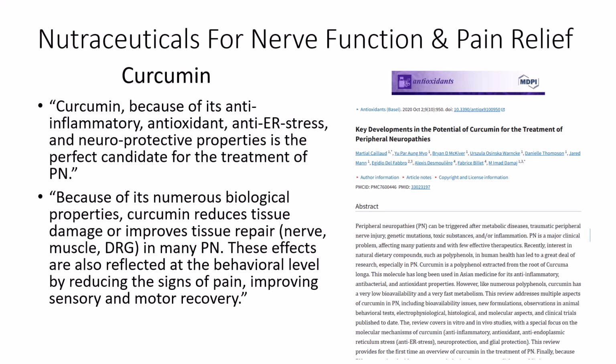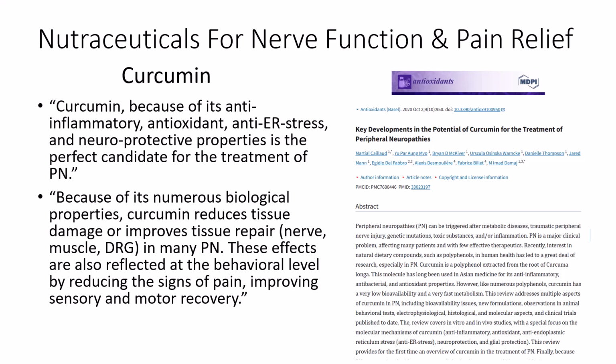Here are the conclusions made by the authors of this study. Quote, "Curcumin, because of its anti-inflammatory, antioxidant, and anti-ER stress and neuroprotective properties, is the perfect candidate for treatment of peripheral neuropathy." End quote. Because of its numerous biological properties, curcumin reduces tissue damage or improves tissue repair of nerve, muscle, and dorsal root ganglion, which is part of the nerve, in many peripheral neuropathies.